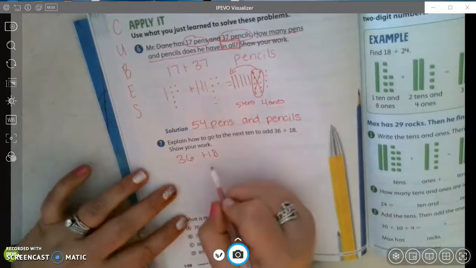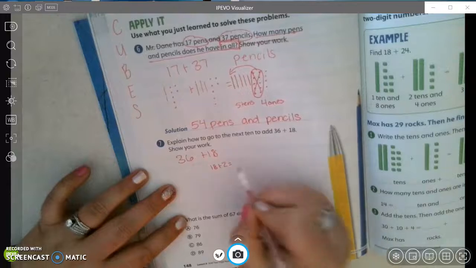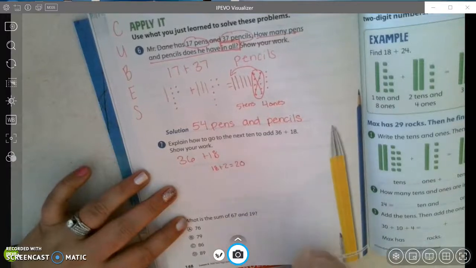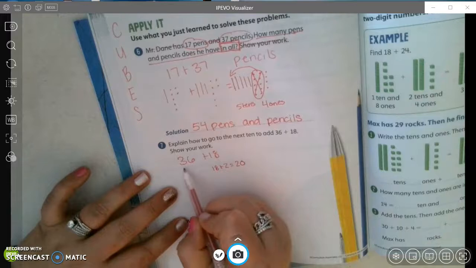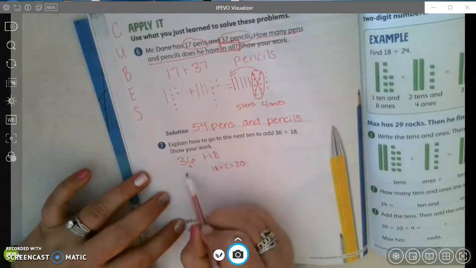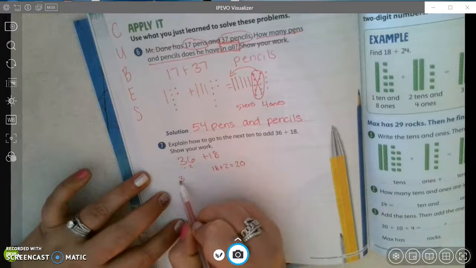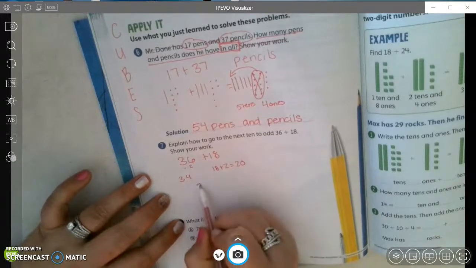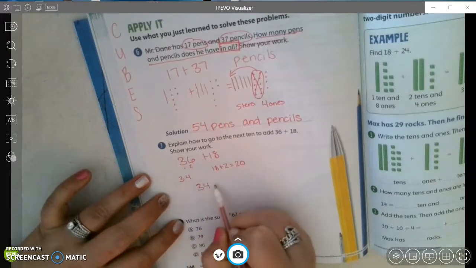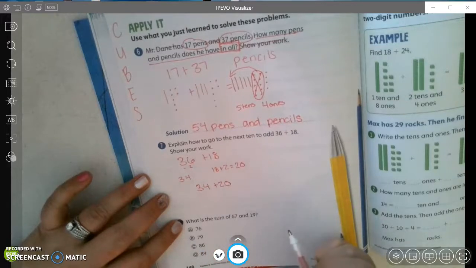Okay? So 18 plus 2 equals 20, right? So I added 2 to this 18. I have to take the 2 away from this 36. What's 6 take away 2? It's 34, right? So now my math problem is 34 plus 20. Okay?